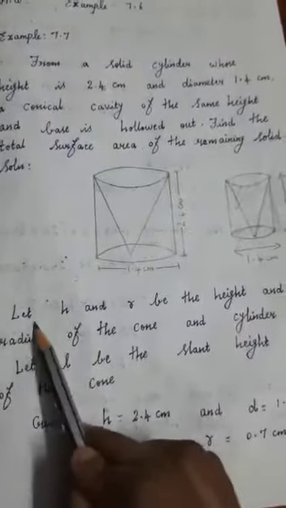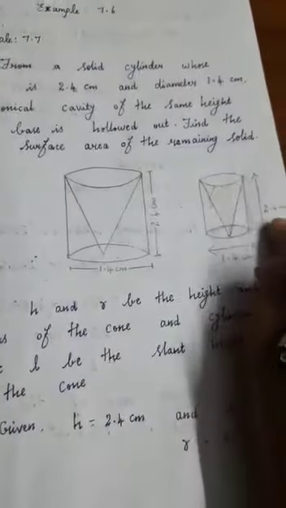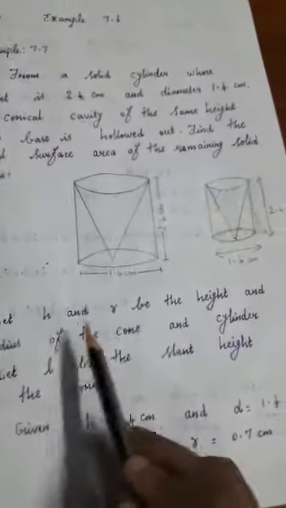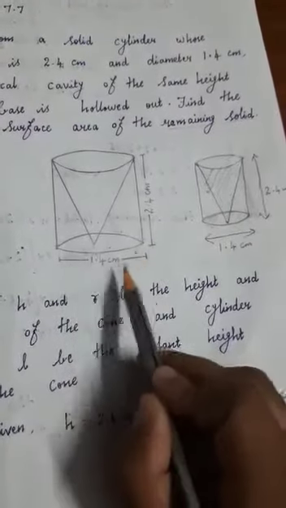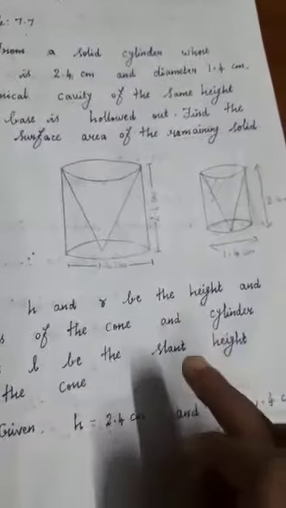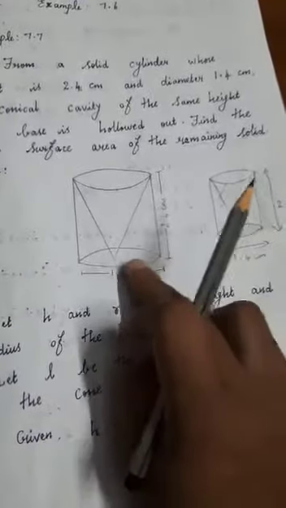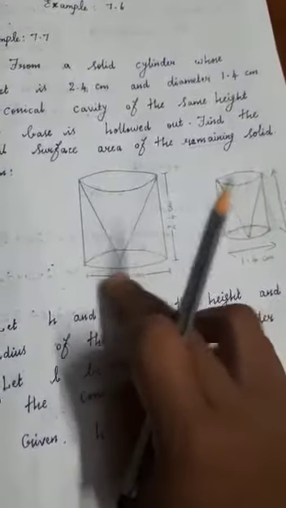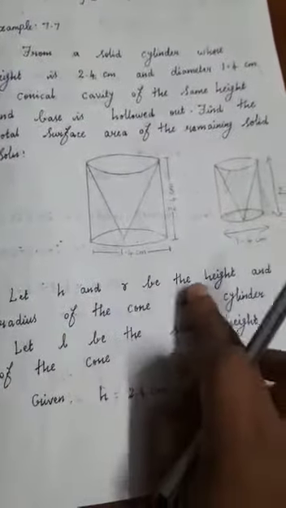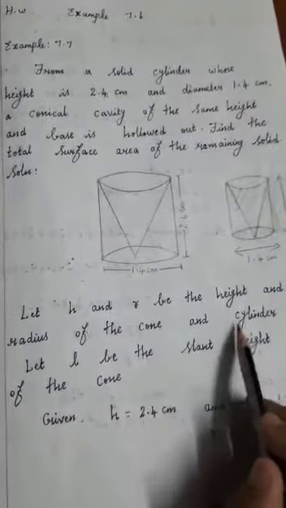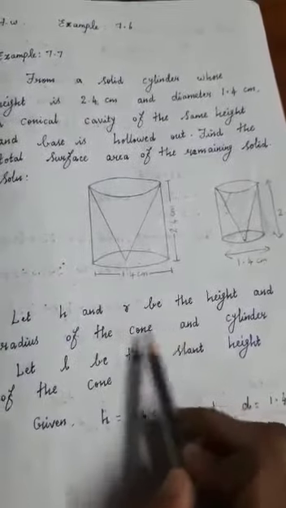See the solution. Let h and r be the height and radius. Height they have given, that is 2.4 centimeter, and the radius. In our question they have given the diameter, so the radius you can find as half of the diameter. Because in our formula the radius only we have, but in our question they have given diameter. So let h and r be the height and the radius of the cone and cylinder. You know that height is same and the base, the radius, is also same.